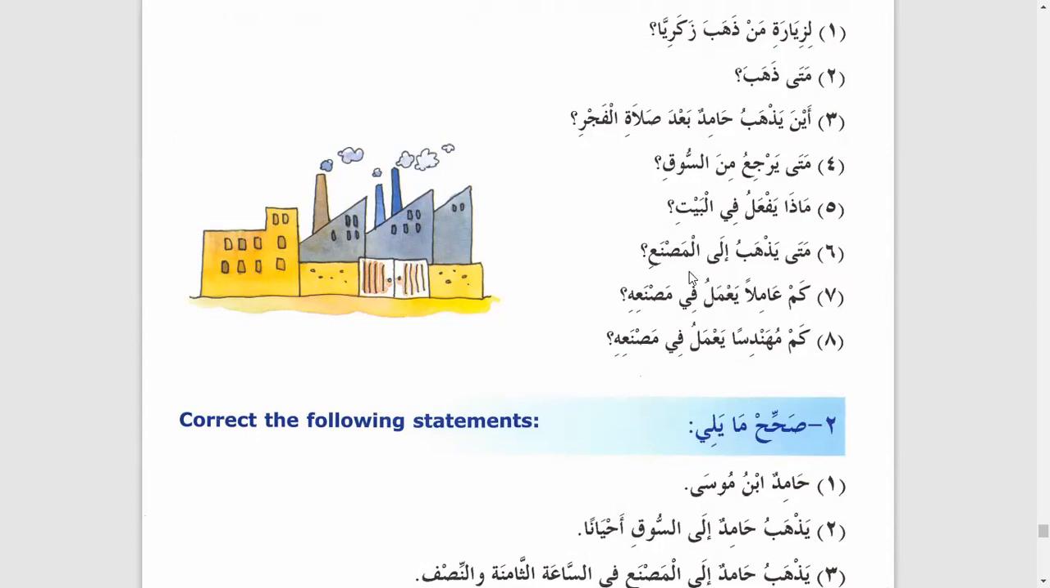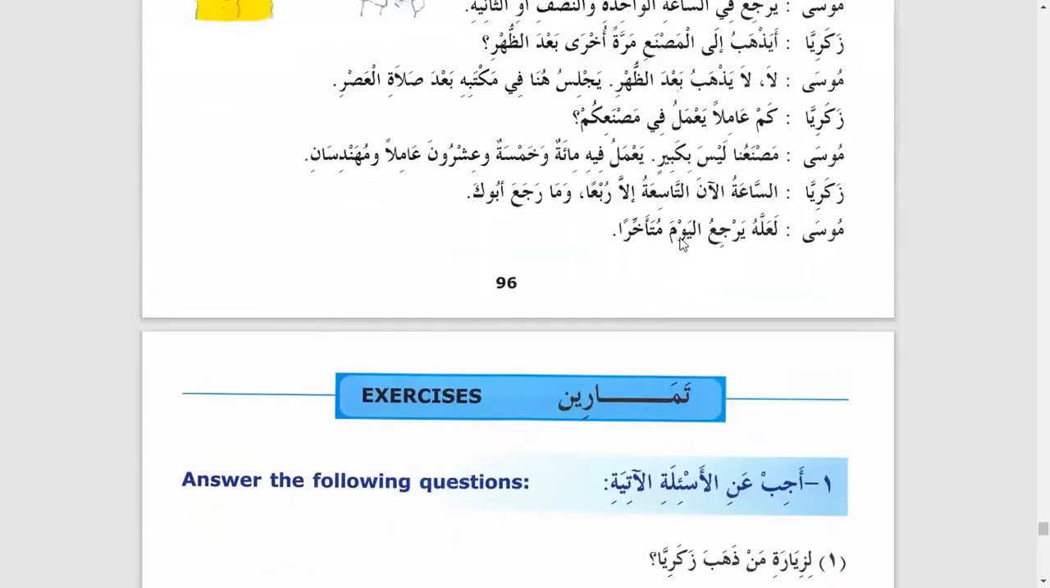Okay, متى يذهب إلى المصنع؟ When does he go to the factory? يذهب في الساعة التاسعة والنصف. يذهب, he goes. Okay, كم عاملا يعمل في مصنعه؟ How many workers work in his factory? مئة وعشرون عامل. يعمل فيه 125 عاملا.